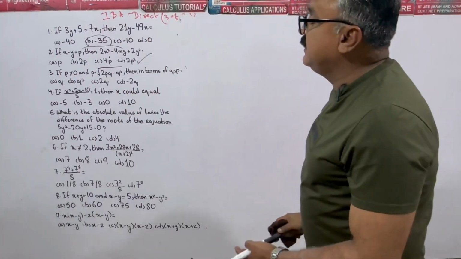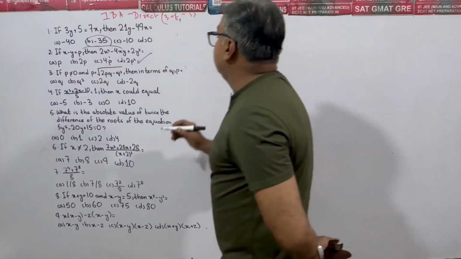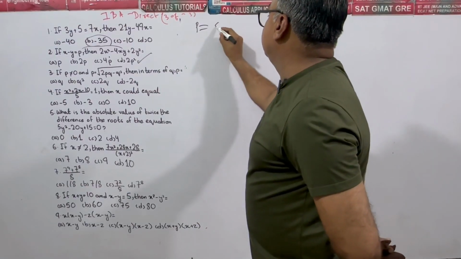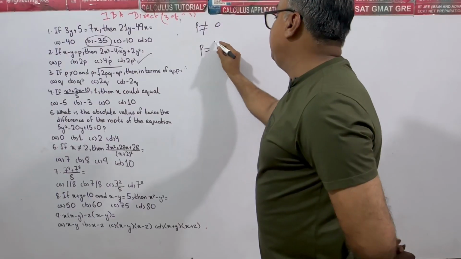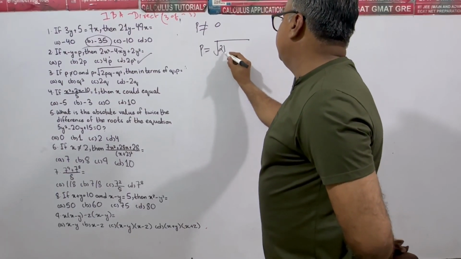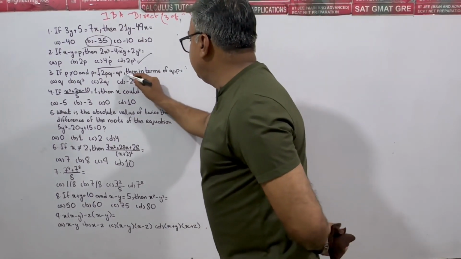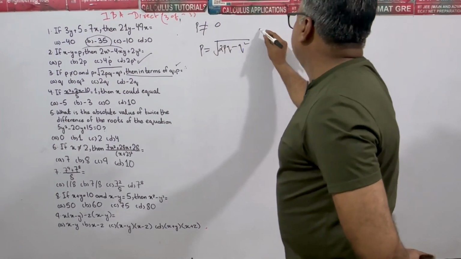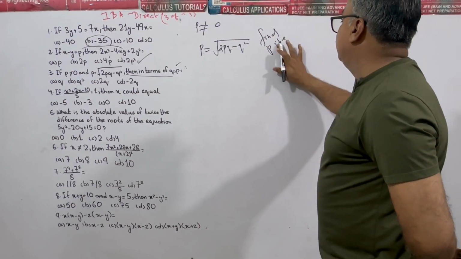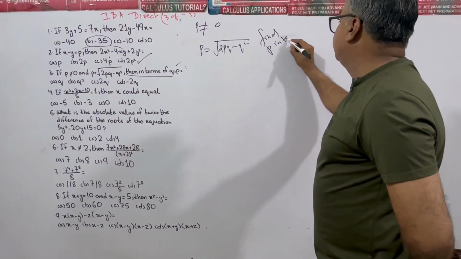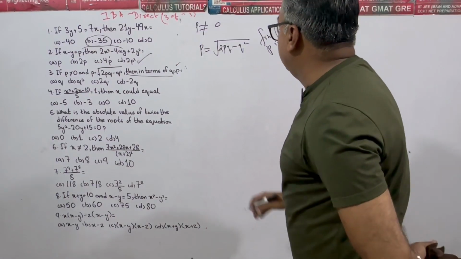Okay, moving towards another good question. If p does not equal 0, p is a non-zero number, and further p is equal to root of 2pq minus q square, then find p in terms of q.